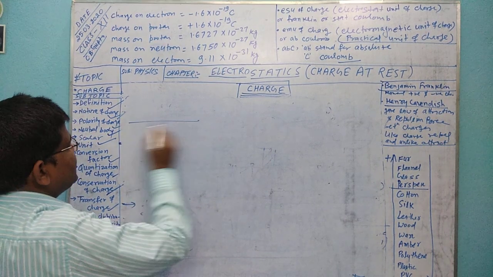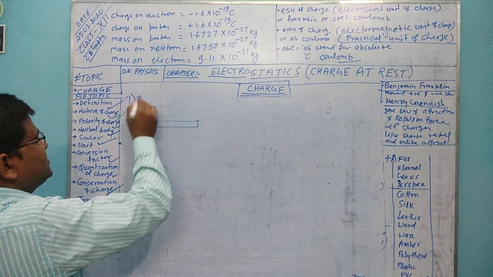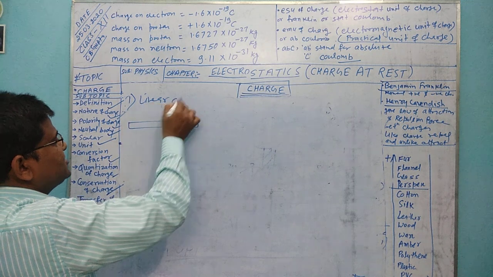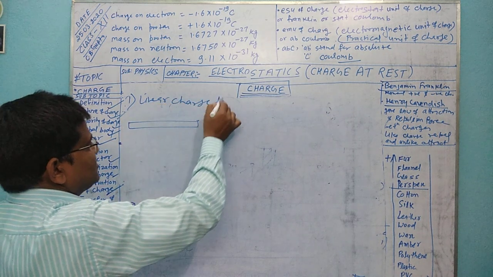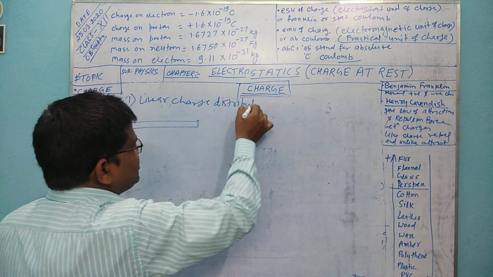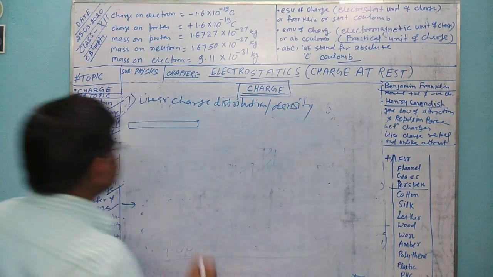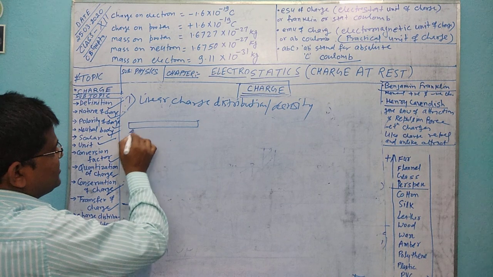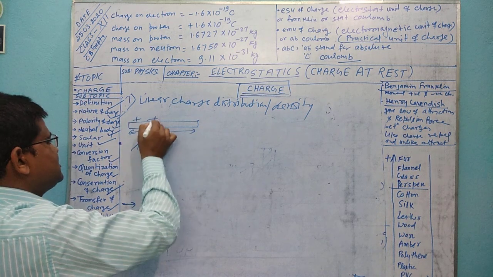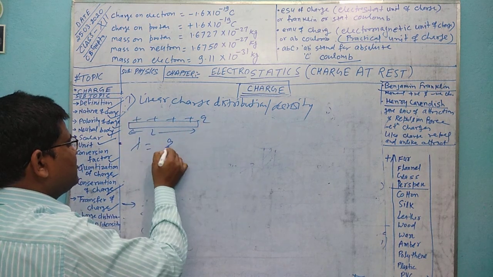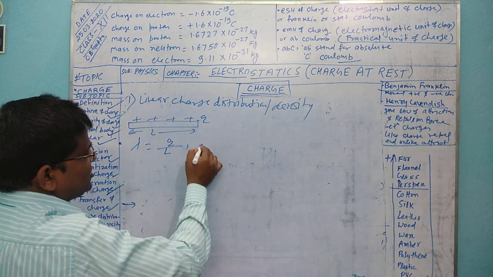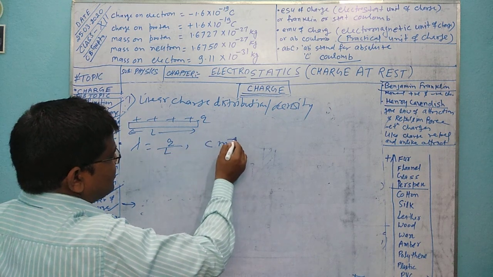A linear charge distribution. This is known as the first type, linear charge distribution, also known as linear charge density. The symbol is lambda, where L is the length and the charge is Q. Suppose that, then lambda is Q by L, and the unit is coulomb per meter.